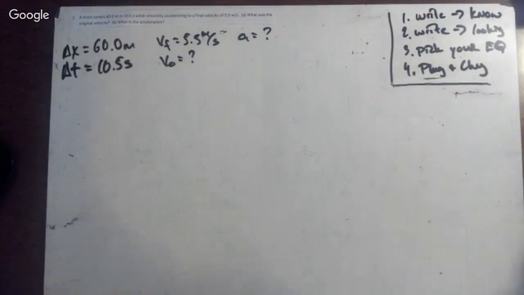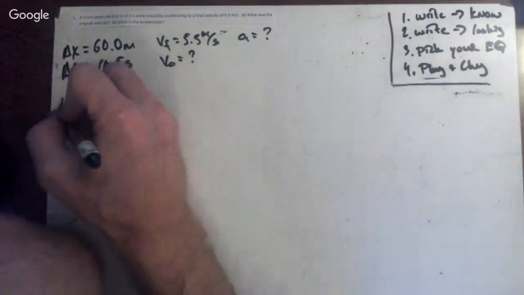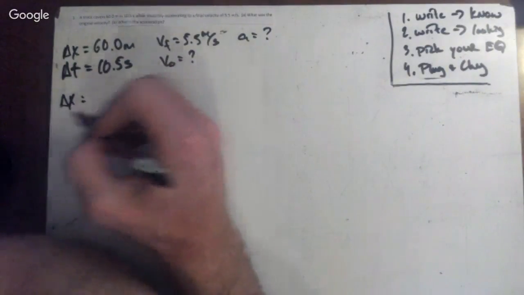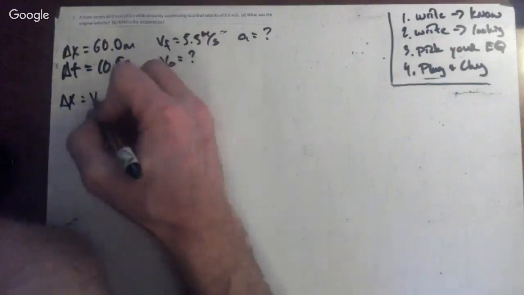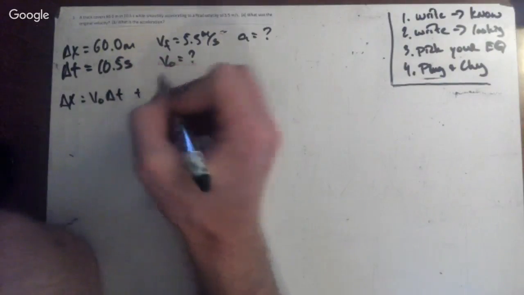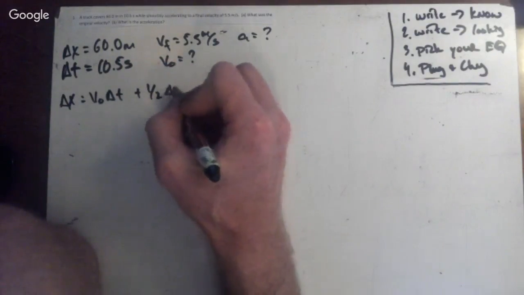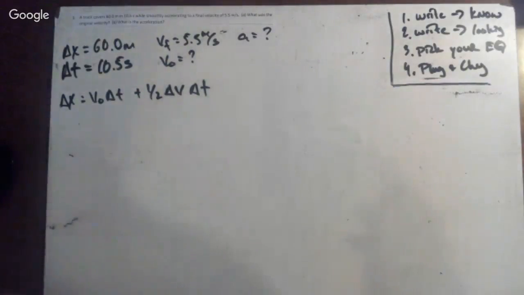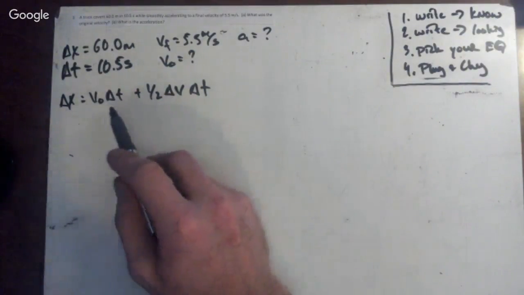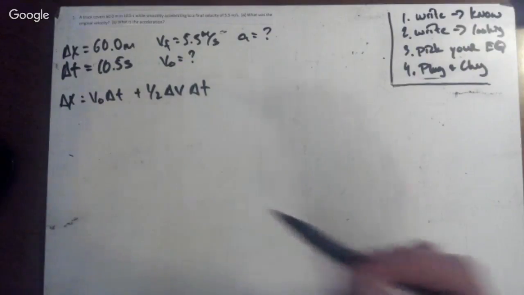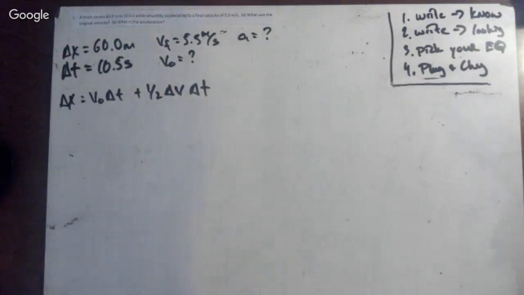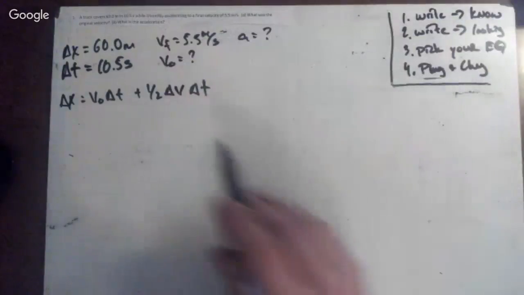Now I am having a little bit of a brain fart. Oh, okay, now I remember. All right, so delta x. We're going to start with the version that I showed y'all a little while ago. Delta x equals v naught delta t plus 1/2 delta v delta t. Now, this is an instantly attractive candidate because we know delta x and delta t.